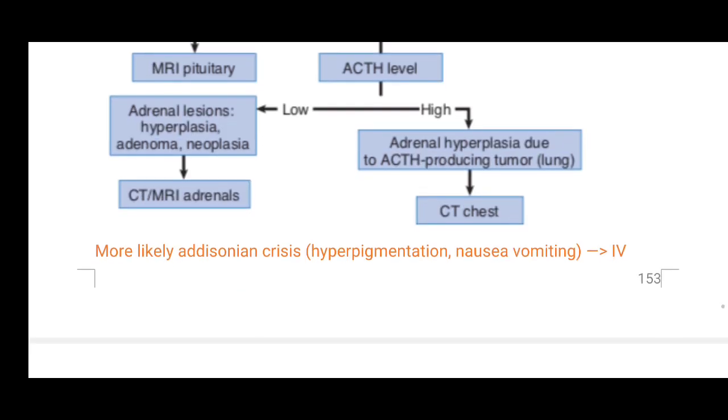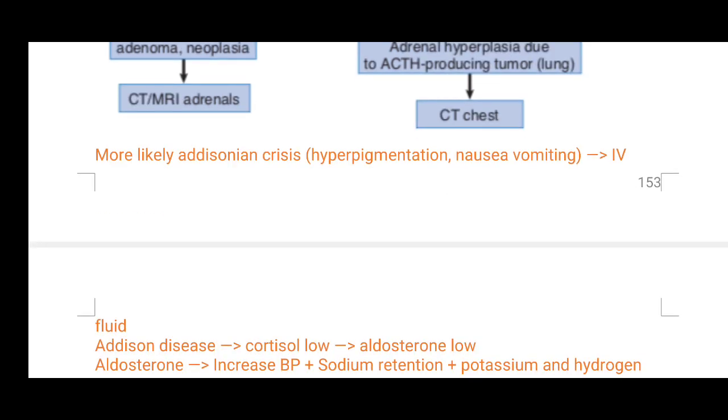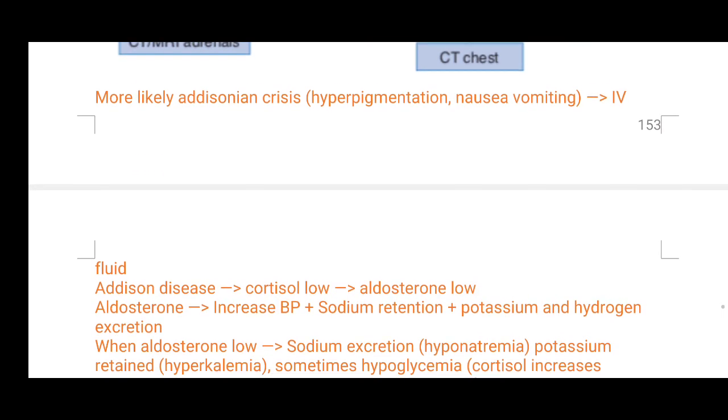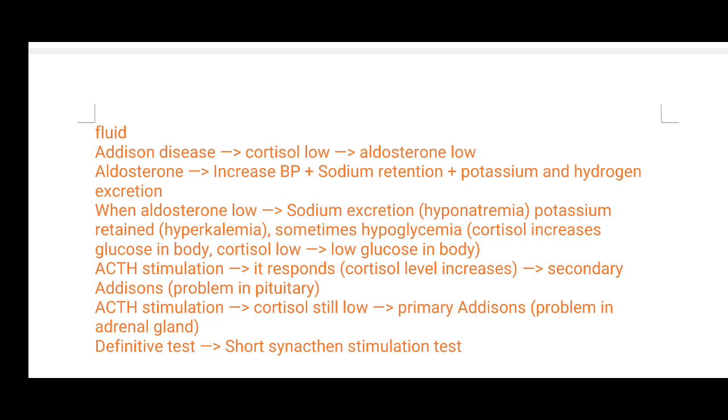And most likely Addisonian crisis, with hyperpigmentation, nausea, vomiting. Most likely treatment is IV fluids. Addison disease causes decreased cortisol and decreased aldosterone. Aldosterone increases BP, sodium retention, potassium and hydrogen excretion. When aldosterone is decreased, there is sodium excretion, hyponatremia.